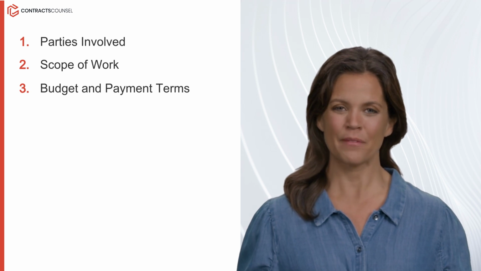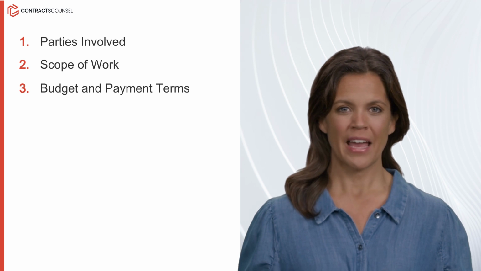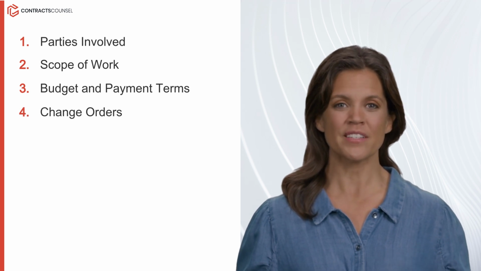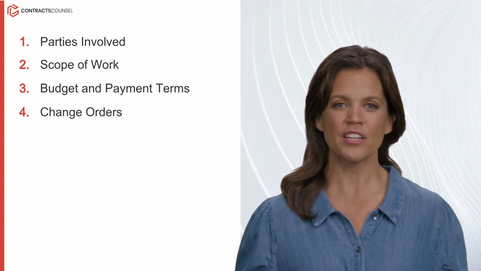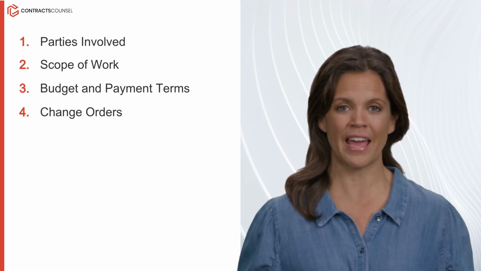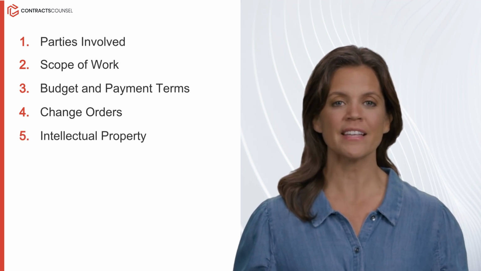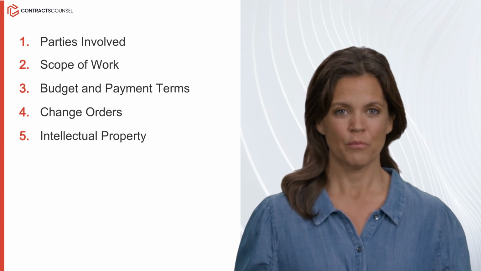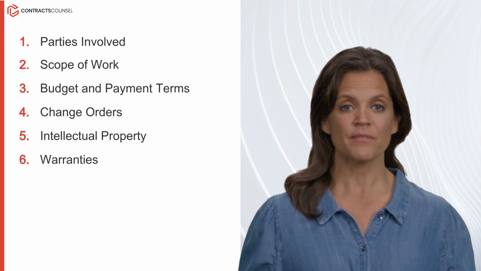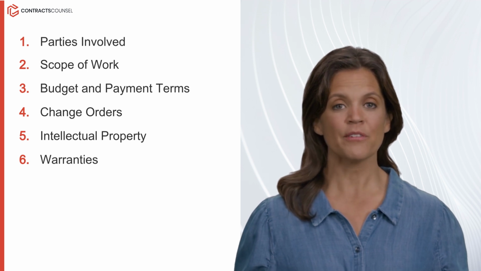3. Budget and payment terms. Check the payment terms, including the total budget, payment schedule, and any provisions for change orders or cost overruns. 4. Change orders. Understand the process for handling changes to the project scope, including how change orders will be requested, approved, and priced. 5. Intellectual property. Determine who will own the designs, plans, and any other intellectual property created during the project.